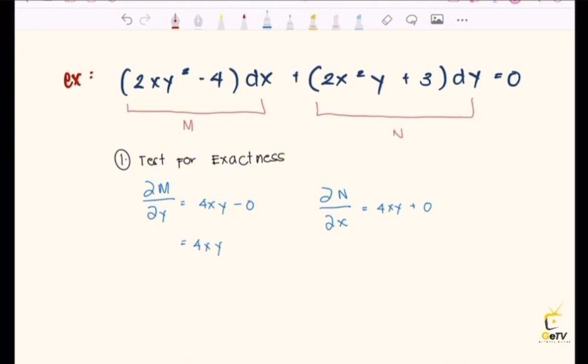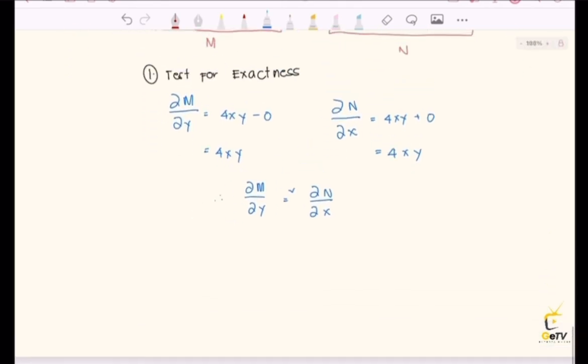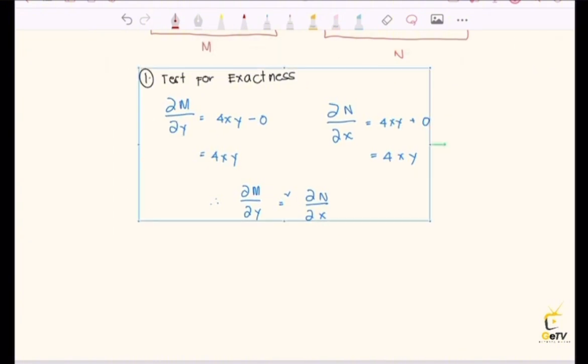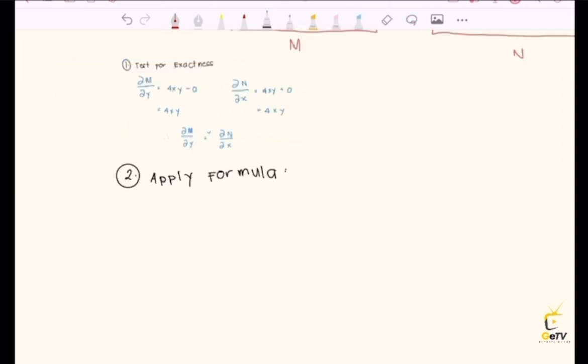So in the partial derivative of m, the derivative of 2xy squared is 4xy, and we're just going to write the x since it is constant. The derivative of 4 is 0, while in the partial derivative of n, the derivative of 2x squared y is 4xy, and we will also just write the y since it is constant. The derivative of 3 is equal to 0. So as we can see, the partial derivative of m and the partial derivative of n are equal to each other, meaning that the given equation is an exact differential equation.